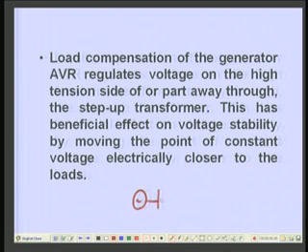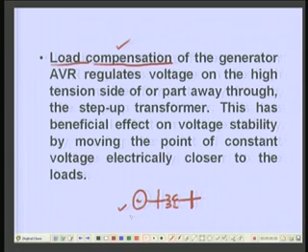Suppose this is the generator, and this is the step up transformer. You can regulate the field current of the generator through the AVR, so that you maintain the voltage on the high voltage side of this transformer constant. This is normally done with the help of load compensation devices, or load compensators. The AVR regulates the voltage on the high tension side, or part way through the step up transformer. You can always regulate so that the voltage may not be at this point, but in between. That is what one has to decide.